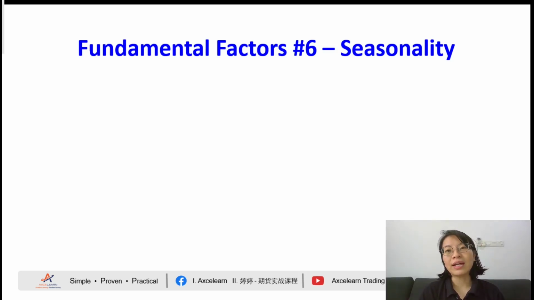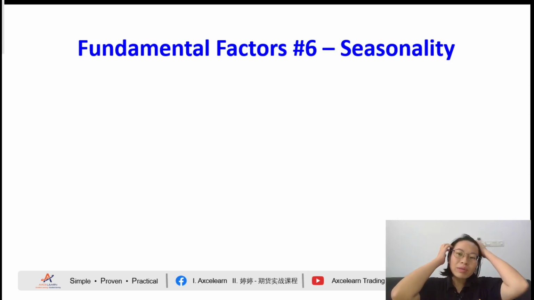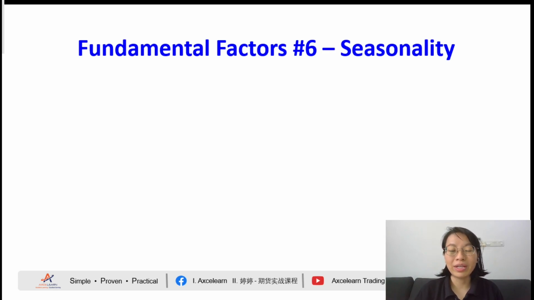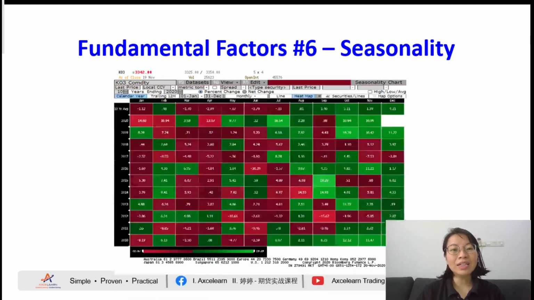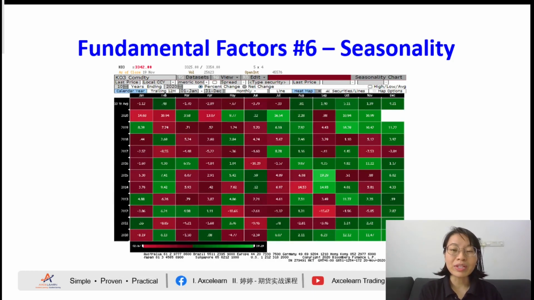Now, when it comes to seasonality, it's very simple. When it comes to commodities, you can't avoid the season. In some seasons, the production is lower, so you're expecting the CPO prices to be higher. Now, this we grab from Bloomberg. The source is from Bloomberg.